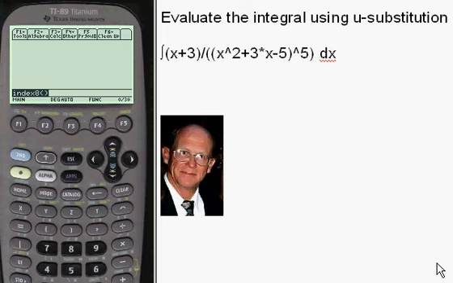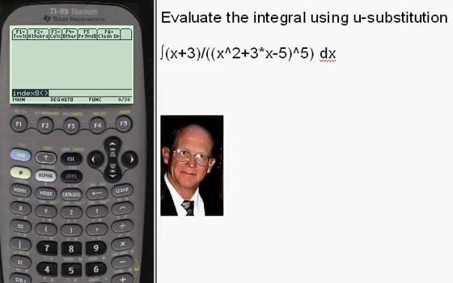Of course, this is a calculus problem regarding U-substitution. You can read what it says there. Evaluate the integral using U-substitution. I'm going to show you how my programs work on that, and then show you a couple of tricks here.